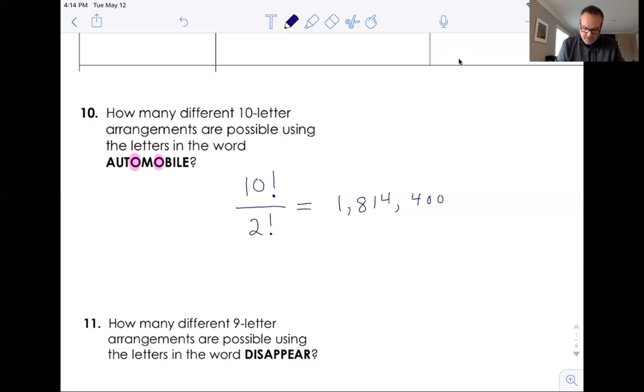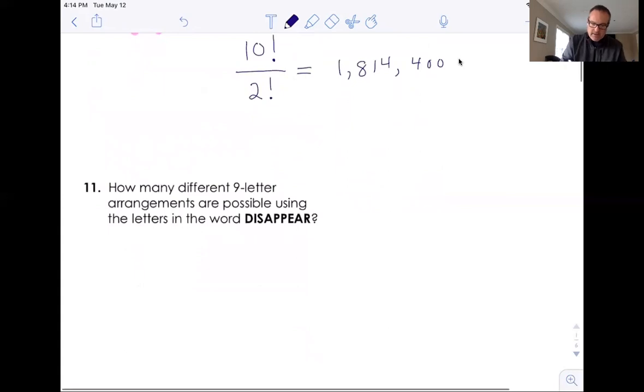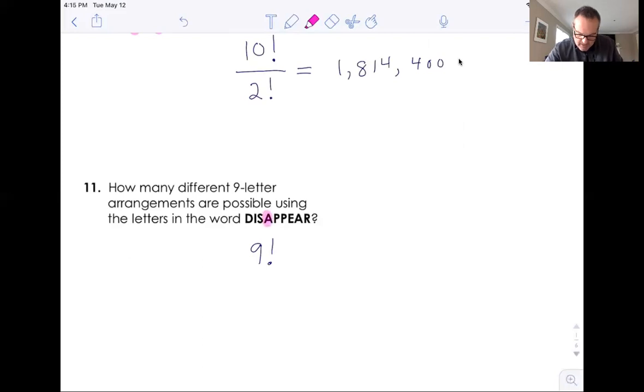Let's look at one more example. We got the word disappear. And again, 9 letters. So if they were distinct letters, our answer would just be 9 factorial, 9 times 8 times 7 times 6, all the way down to 1, which is, of course, a huge number. And I got to look for repeats. So if I look at this, A repeats twice.